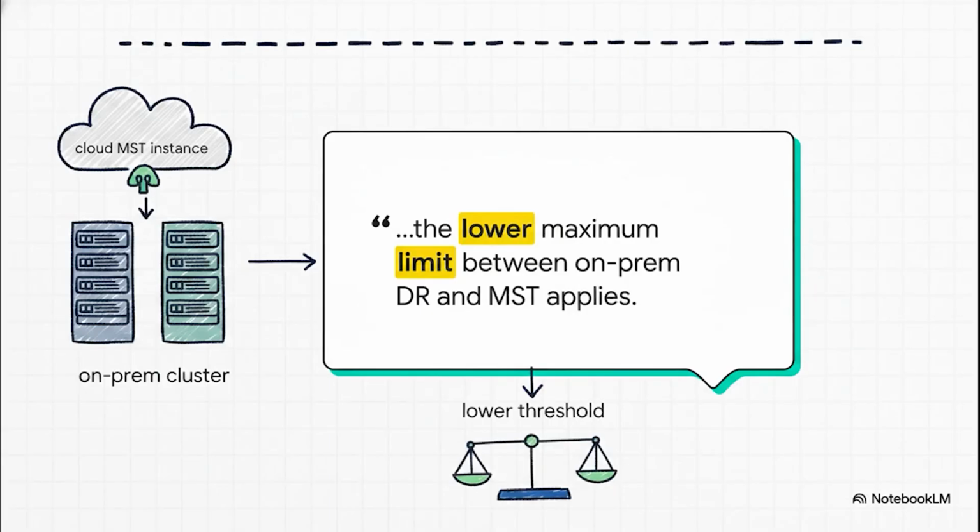Now, this is a fundamental rule for multi-site policies. If you have a protection policy where replication is going to both an MST instance in the cloud and another physical on-prem cluster, the combined maximum limits are always dictated by the lower threshold between those two configurations. You don't add the capacities together, and the bigger environment definitely doesn't win out. The lowest limit sets the ceiling for the entire policy.